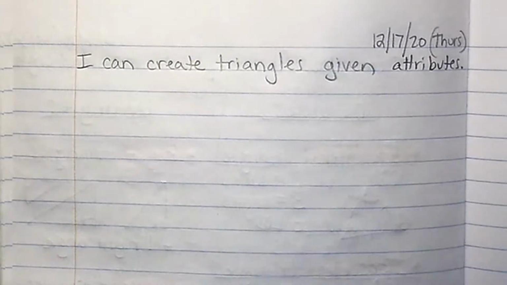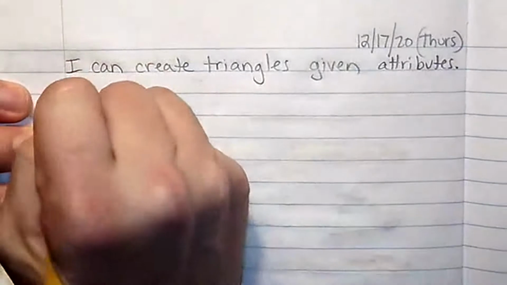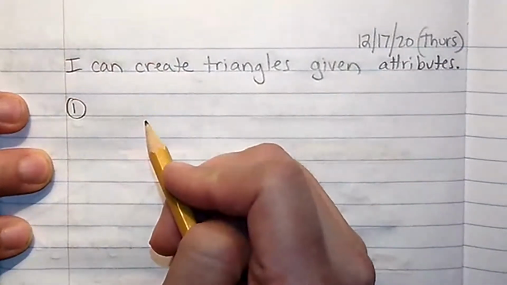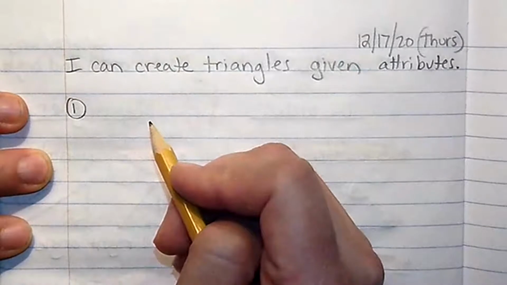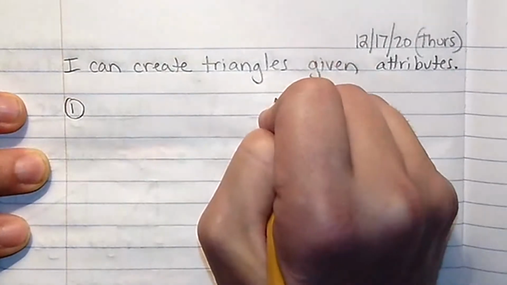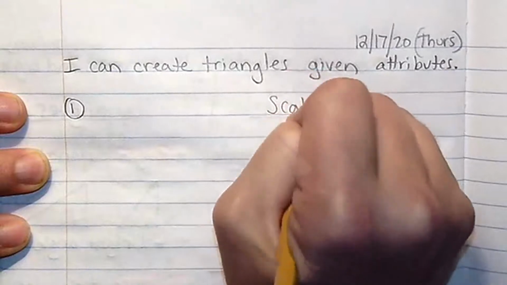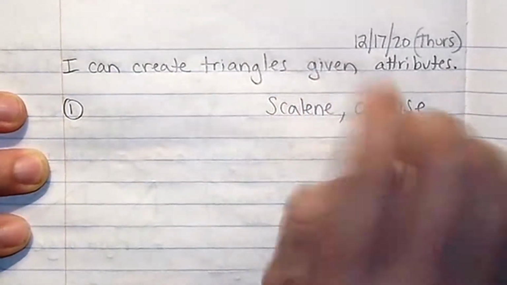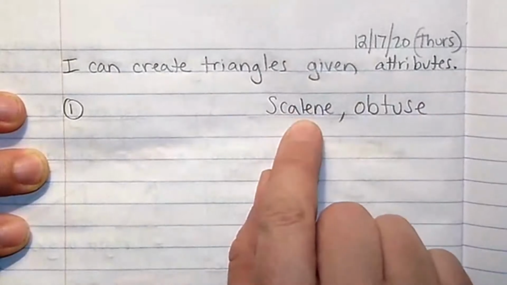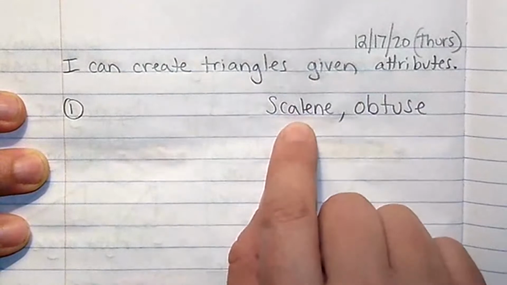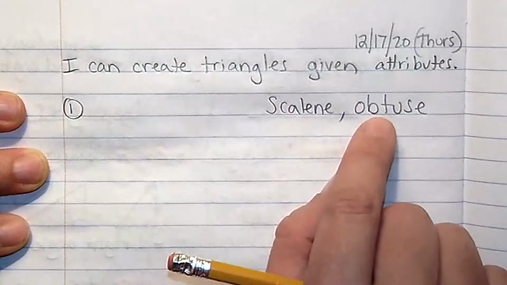So here we go. Let's try to make a triangle that has 3 different angles. So we're going to make a triangle that's known as scalene obtuse. So that's going to be its first and last name. It has to be scalene. You could be scalene and have no equal sides. So it's going to have no equal sides, and it has to have an obtuse angle.